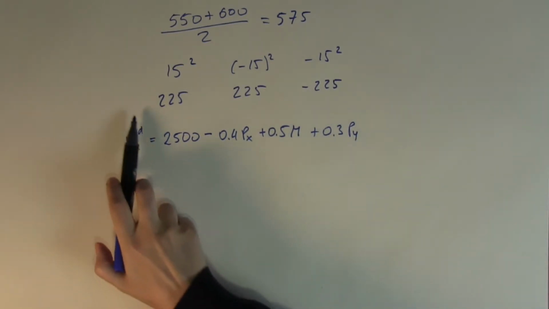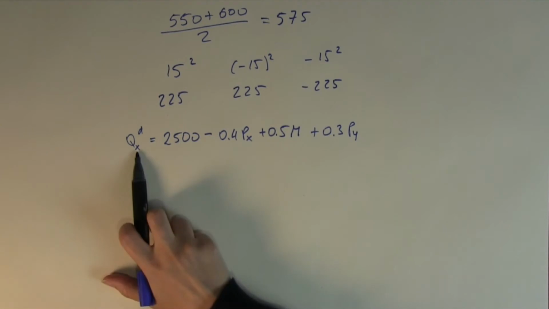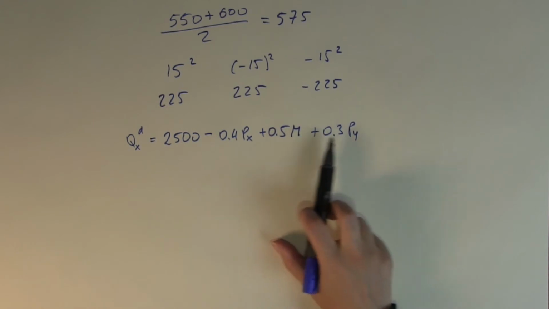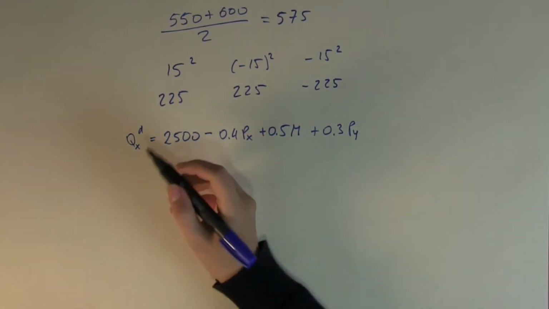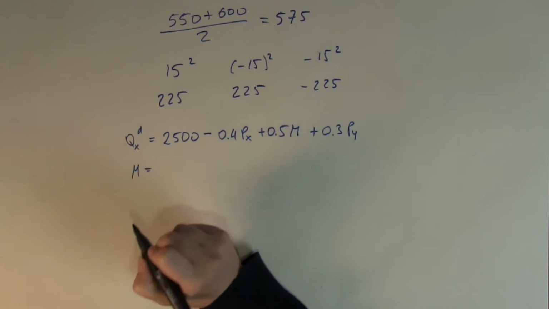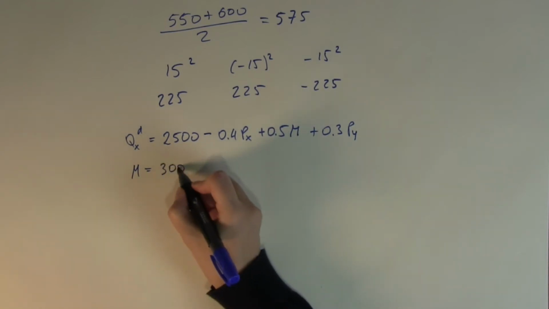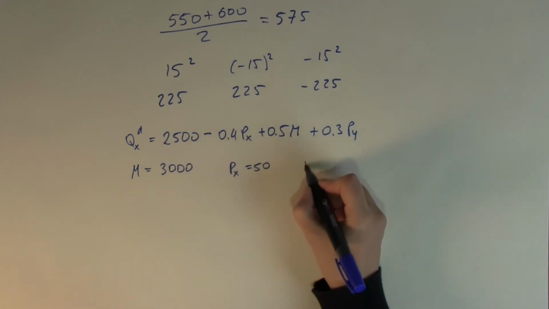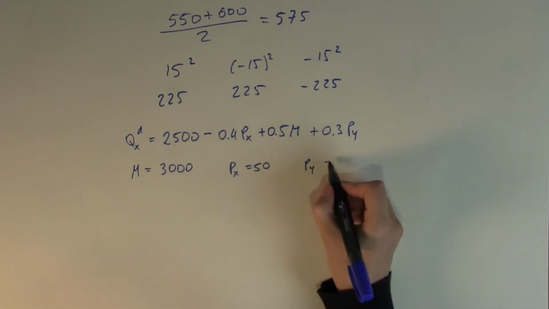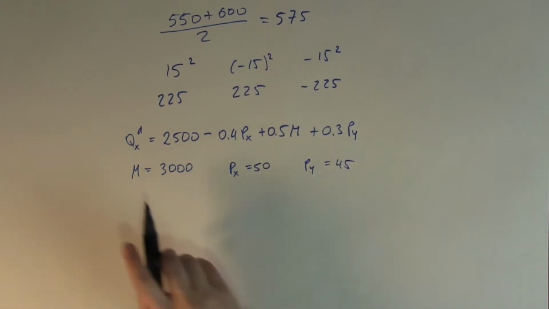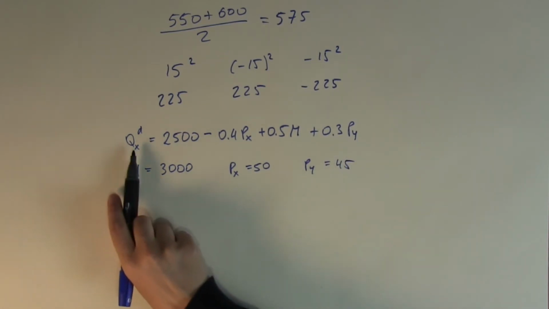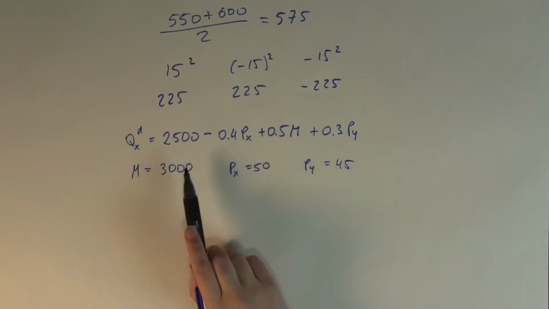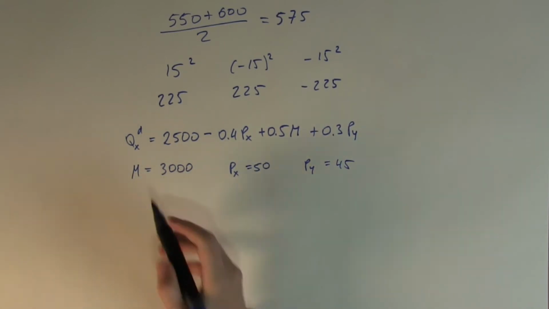So to be able to calculate the demand for product X, I would need to know the price of product X, the income, and the price of product Y. Handy that it has been given in the question. So the income is 3,000. The price of X is 50. And the price of Y, which is an alternative good, is 45. So how can I calculate the quantity demanded of X if I know these values? So all I need to do now is replace the letters with the corresponding numbers.